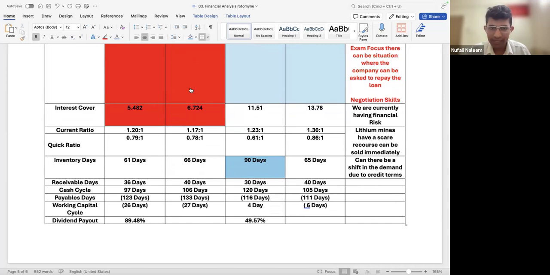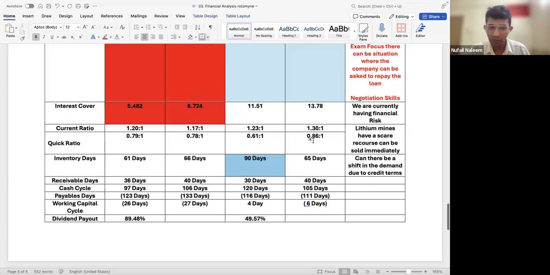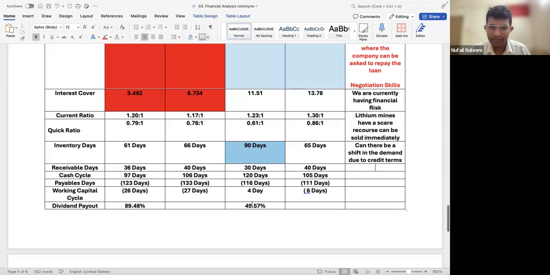Now, students, recycling is not a relevant thing. I think you have to read it properly. So, receivable days, students, you observe in this case, again, we are going with the industry terms only. But here the inventory days are 90.